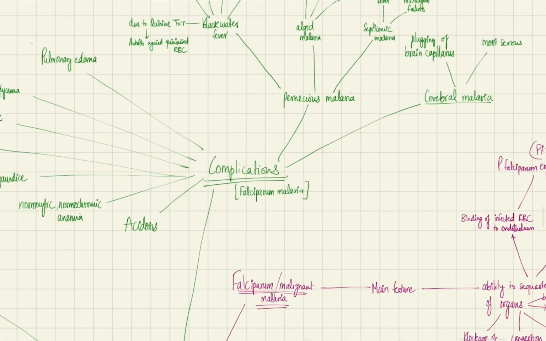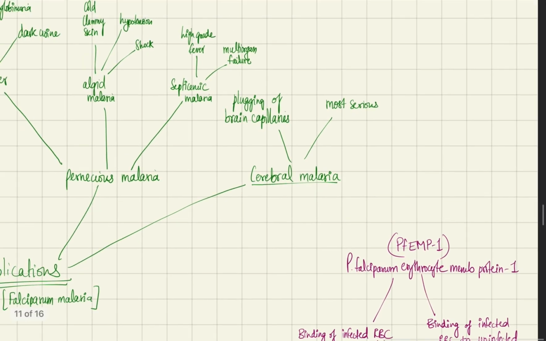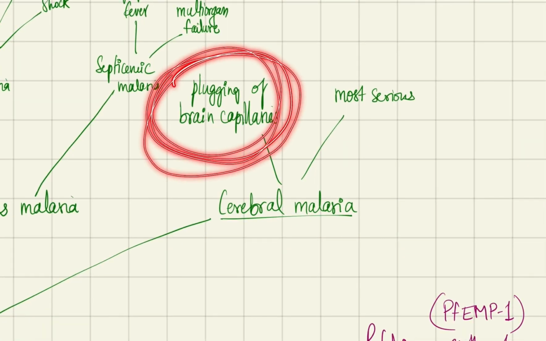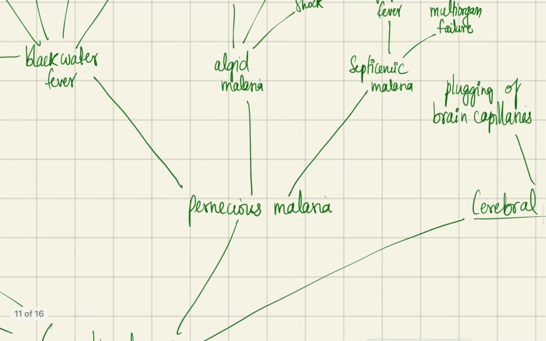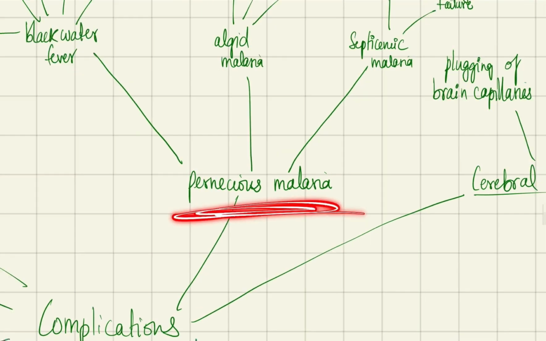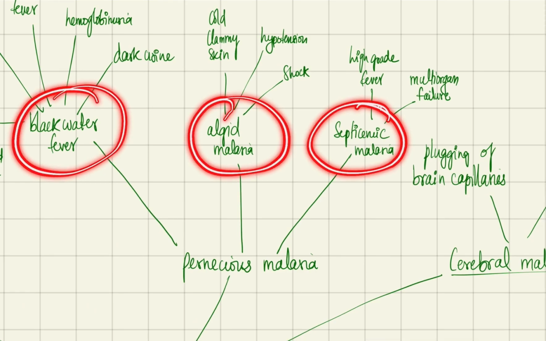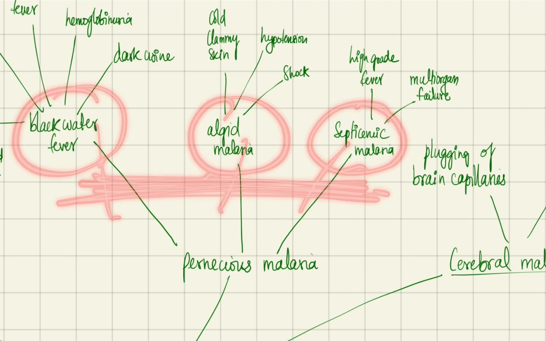Let's go to the complications, especially of this falciparum malaria or malignant malaria. The complications are cerebral malaria, which is basically the plugging of the brain capillaries as discussed, and this is one of the most serious complications, fatal indeed. And next we have pernicious malaria, which consists of septicemic malaria, algid malaria, and black water fever. You need to remember these are classical questions asked in the exams. You can get each of them for 3-marker questions and even in the viva.